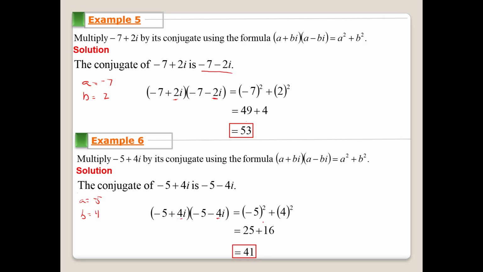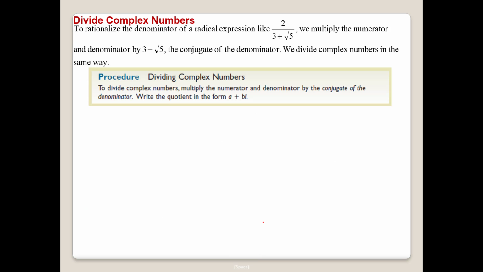Okay. So now let's look at division. Let's divide complex numbers. To rationalize the denominator of a radical expression like 2 divided by 3 plus square root of 5, we multiply the numerator and denominator by 3 minus square root of 5, which is the conjugate of the denominator. So we divide complex numbers in the same way. So, procedure: to divide complex numbers, multiply the numerator and denominator by the conjugate of the denominator. Write the quotient in the form a plus bi.